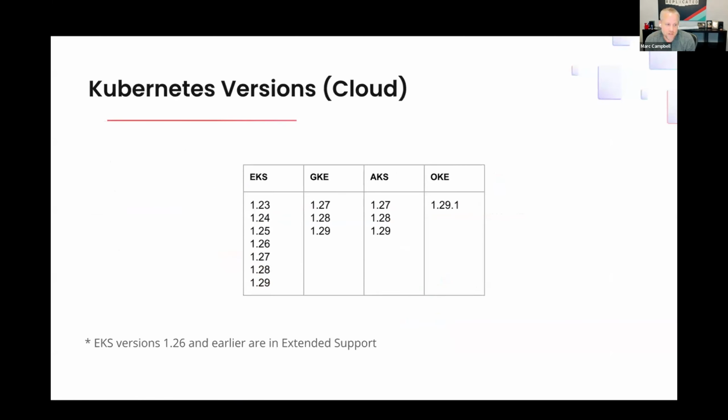For the cloud versions, we support as many versions of Kubernetes as the cloud provider currently supports. Oracle being the exception, we've only recently added Oracle support, so we only have one version. Expect us to roll out additional versions of Oracle Cloud pretty soon. But for AKS and GKE, they only support the most recent 3 versions.